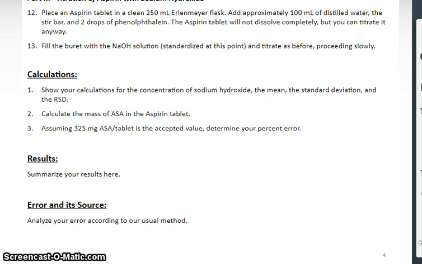Show your calculations for the concentration of sodium hydroxide, the mean, the standard deviation and the RSD. Calculate the mass of ASA in the aspirin tablet, assuming 325 milligrams ASA per tablet is the accepted value. Determine your percentage error. Then summarize your result and error and its source. Analyze your error according to our usual methods.